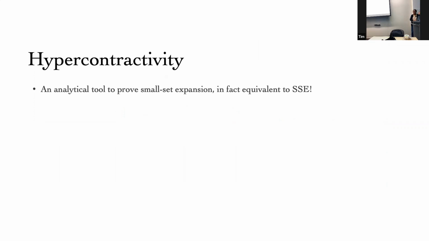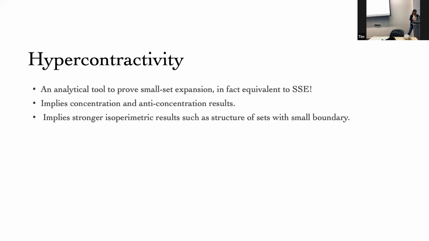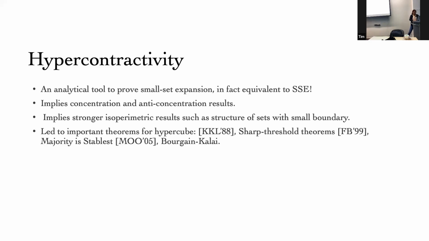So instead of analyzing only sets on graphs, we analyze general functions defined on the vertices of a graph. And it implies not just expansion properties, but also concentration and anti-concentration inequalities. For example, on the hypercube, it implies results like what is the structure of the sets which are non-expanding, like Ryan's result on majority stablest and this Bourgain-Kalai result.